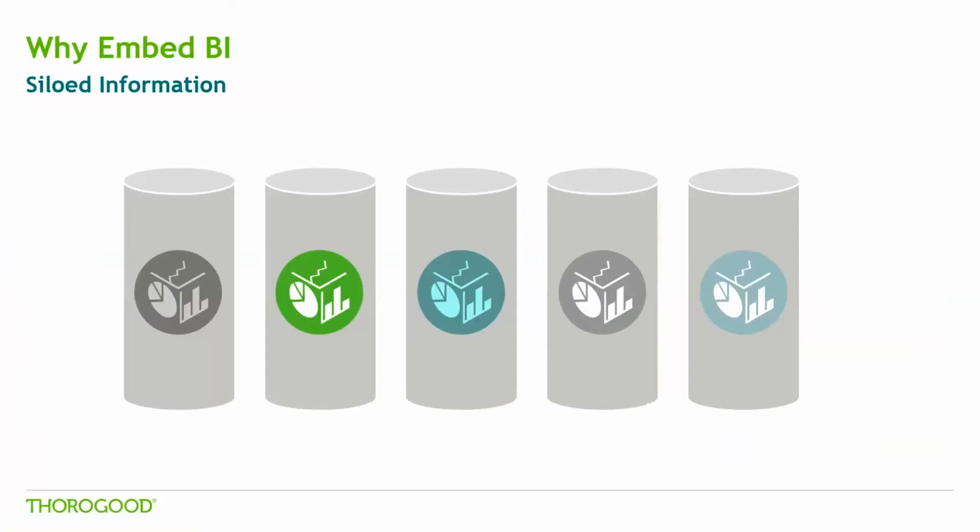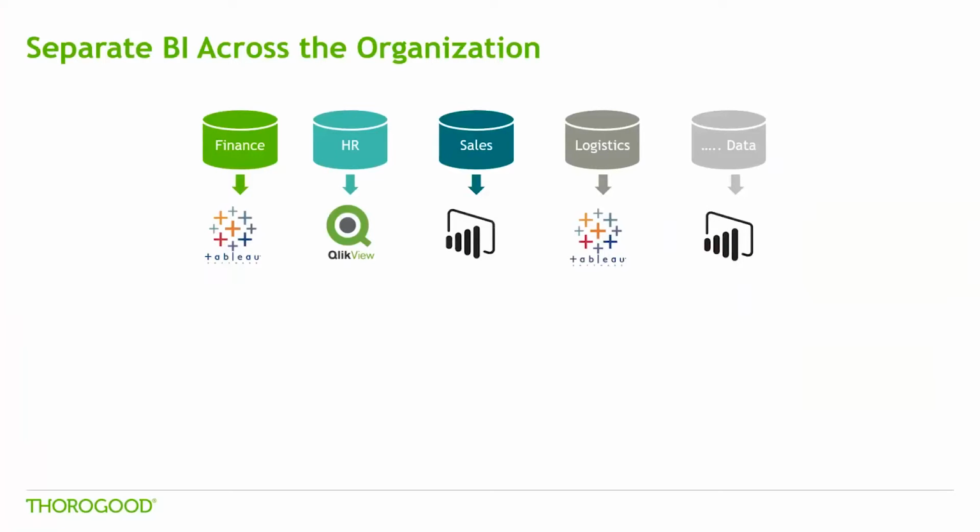This is a scenario that we see quite often at customers where different parts of the business will be really working with siloed information. So, for example, you may have a finance department with their own data, and they may be using, say, Tableau to do their BI. HR might have picked Qlik and have their own database. Sales might have chosen Power BI, for example. And that could be driven by departmental preferences. It might be driven by legacy systems, all sorts of reasons why that's happening.